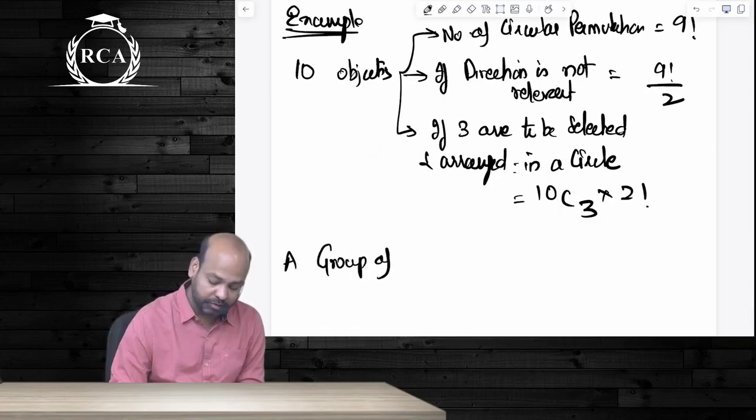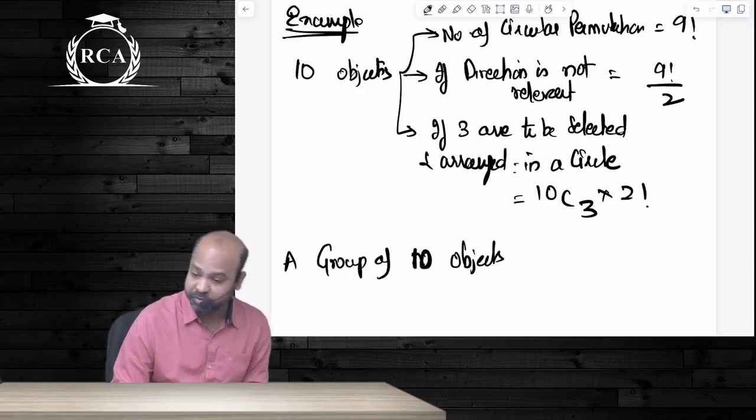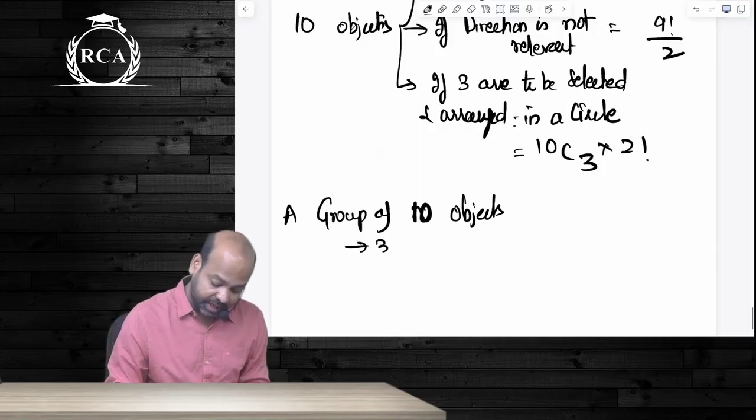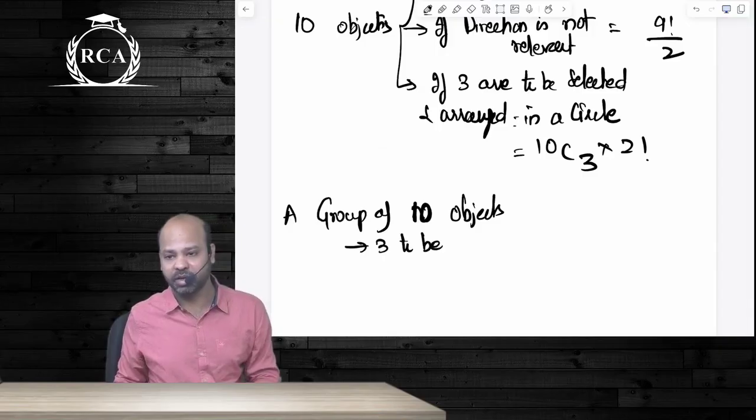A group of n objects. Forget it, beta. Instead of n, write 10, it will be easier for teaching. A group of 10 objects, 3 to be selected and arranged. Normally, beta, if nothing is given, will it be linear permutation or circular permutation?